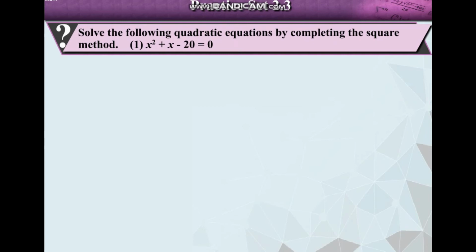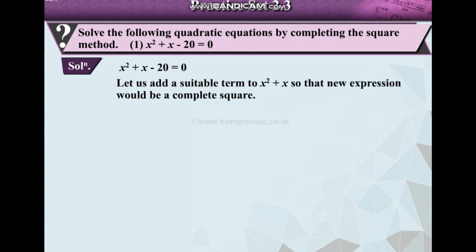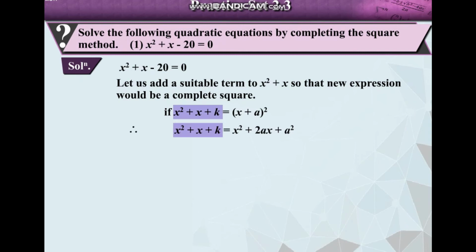Practice set 2.3. Solve the following quadratic equations by the completing the square method. 1. x² + x − 20 = 0. Solution: x² + x − 20 = 0. Let us add a suitable term to x² + x so that the new expression would be a complete square. If x² + x + k = (x + a)², therefore x² + x + k = x² + 2ax + a².